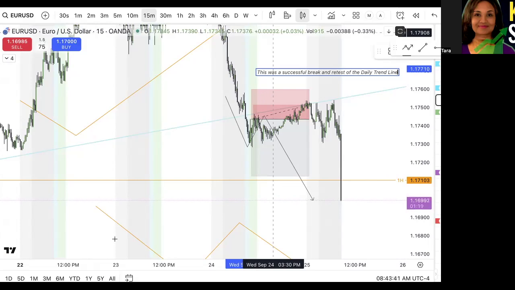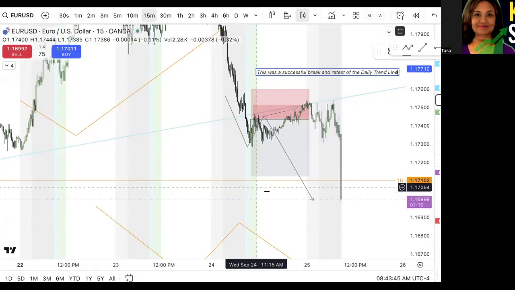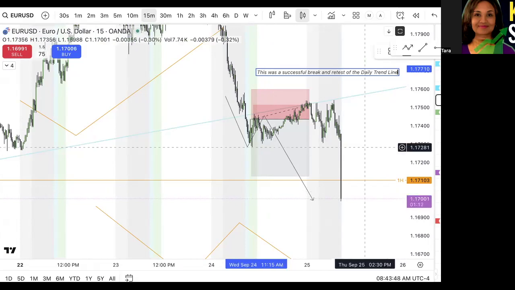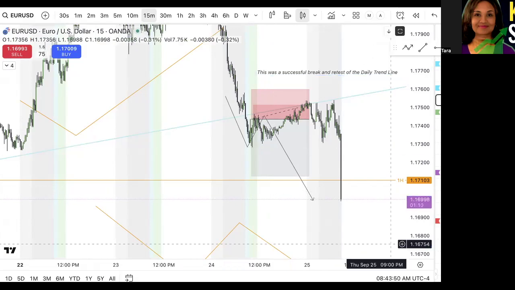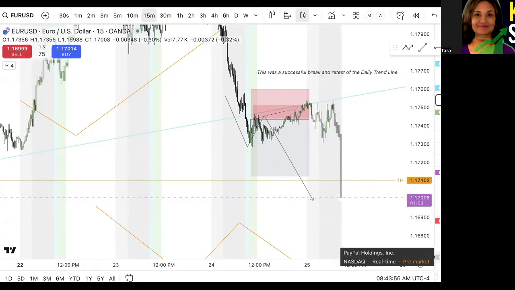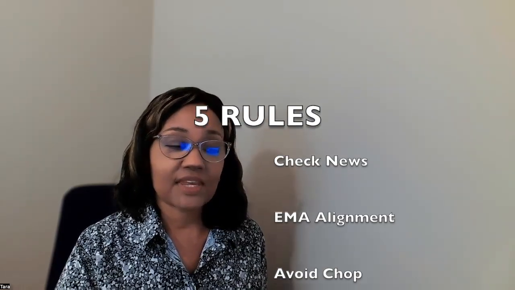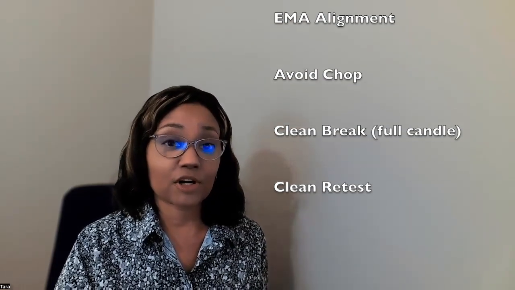Okay, and we used our practice account since we entered this trade well after our 11 o'clock window, and it worked out. So we'll record this in our journals and continue to trade another day. So those are the 5 rules for securing our base hits. We've got the news, the EMA alignment, we're looking out for barcodes, and we want a clean break and retest.